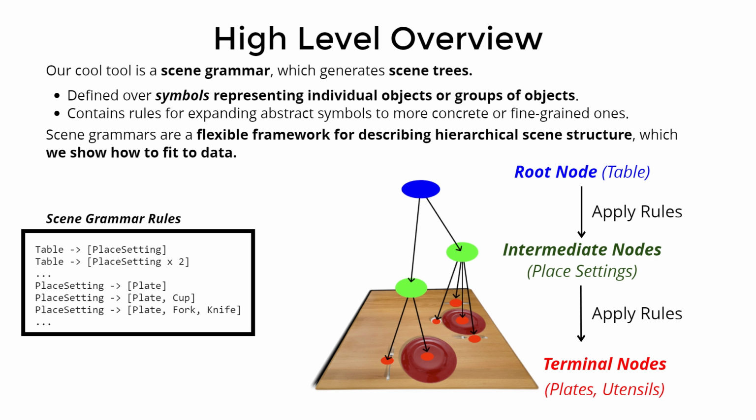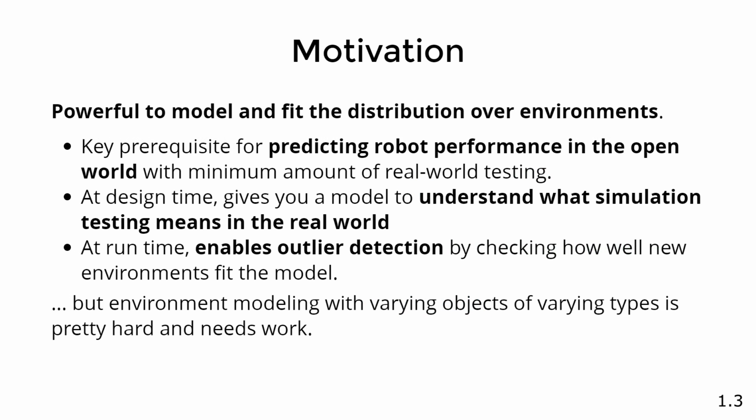The grammar provides a set of production rules that are used to generate scenes. Starting from a root node, maybe representing an entire table, rules tell you how to generate intermediate symbols, like each person's place setting, and how to eventually convert those into concrete objects. By carefully constructing the set of generative rules, we can capture a huge variety of scene structures. And finally, by parameterizing the rules, we'll show that we can tune the grammar to match the distribution of an observed dataset of scenes.